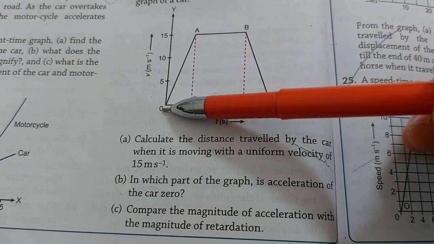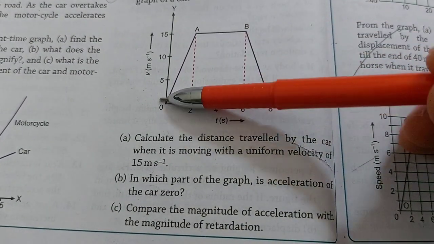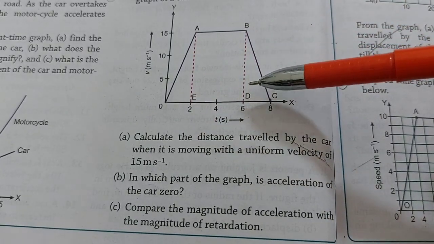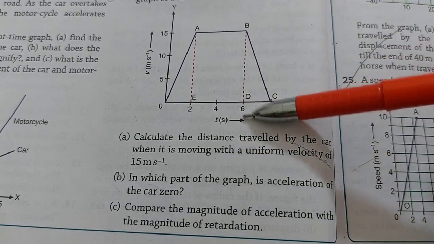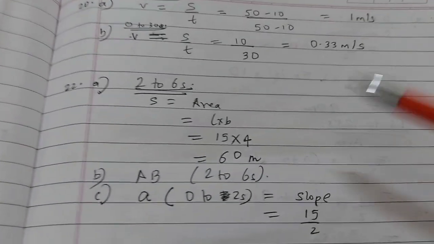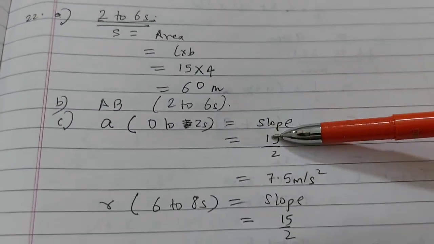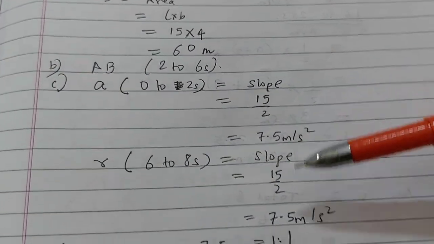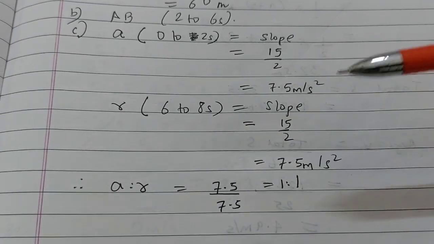Well, acceleration happens in the first 2 seconds, that's the slope, that is height upon base. And retardation happens in the last 2 seconds, which is again the slope, height upon base. Incidentally, it was symmetrical, so the answer came out to be the same, 7.5 and 7.5. So the ratio is 1:1. Whenever they say compare, they mean they want the ratio.